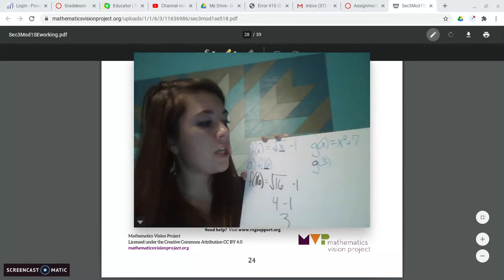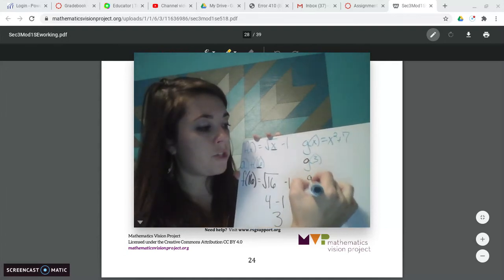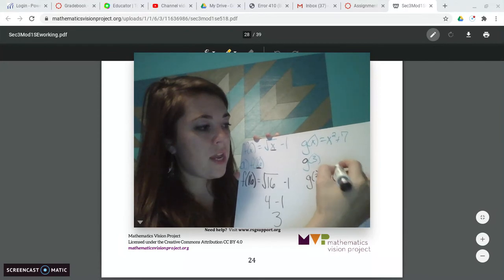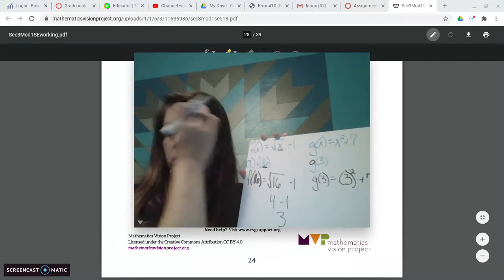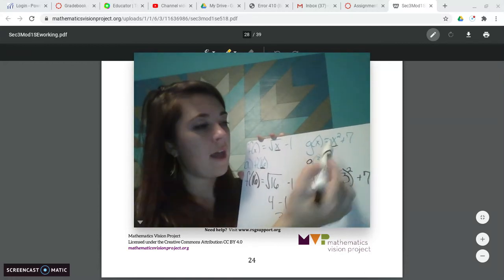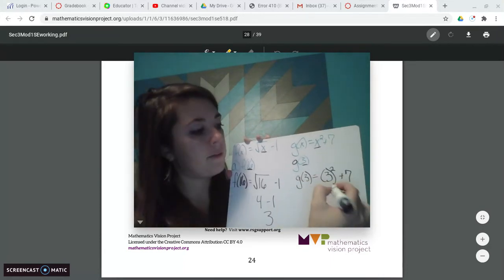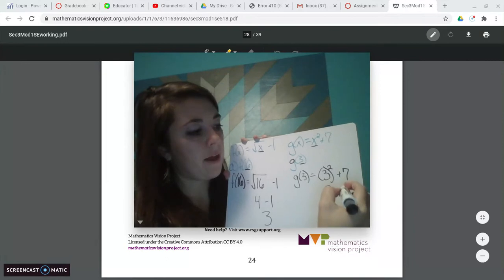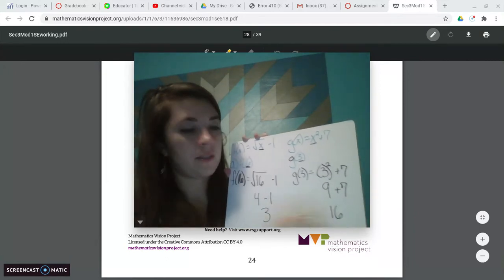Now we're going to do the g of 3. So now we use the g of x function. So we're going to have g of 3 equals 3 squared plus 7. So, like I said before, whatever number is in the parentheses, it's going to go in place of the variable. Now, 3 squared is 9, because 3 times 3 is 9, plus 7. 9 plus 7 is 16.